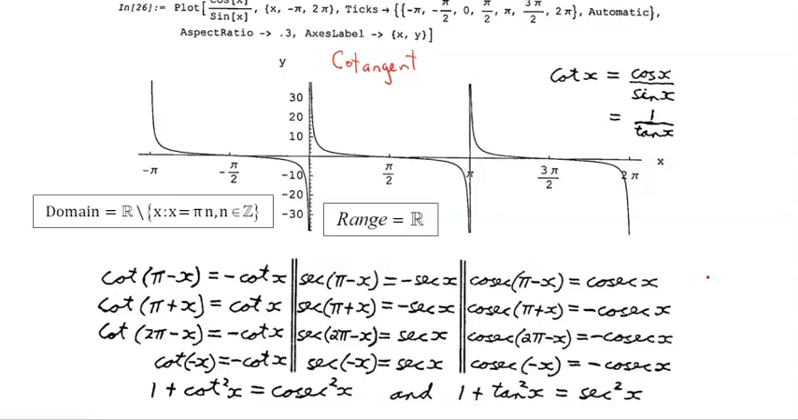Cot of pi plus x is cot x. Cot of 2 pi minus x is minus cot x. Cot of minus x is minus cot x. Secant, similarly again, secant of pi minus x is minus secant x. Secant of pi plus x is minus secant x. And again, you could work those out just by taking 1 over cos x and working through the symmetry there. Sec of 2 pi minus x is sec x, and secant of minus x is secant x.